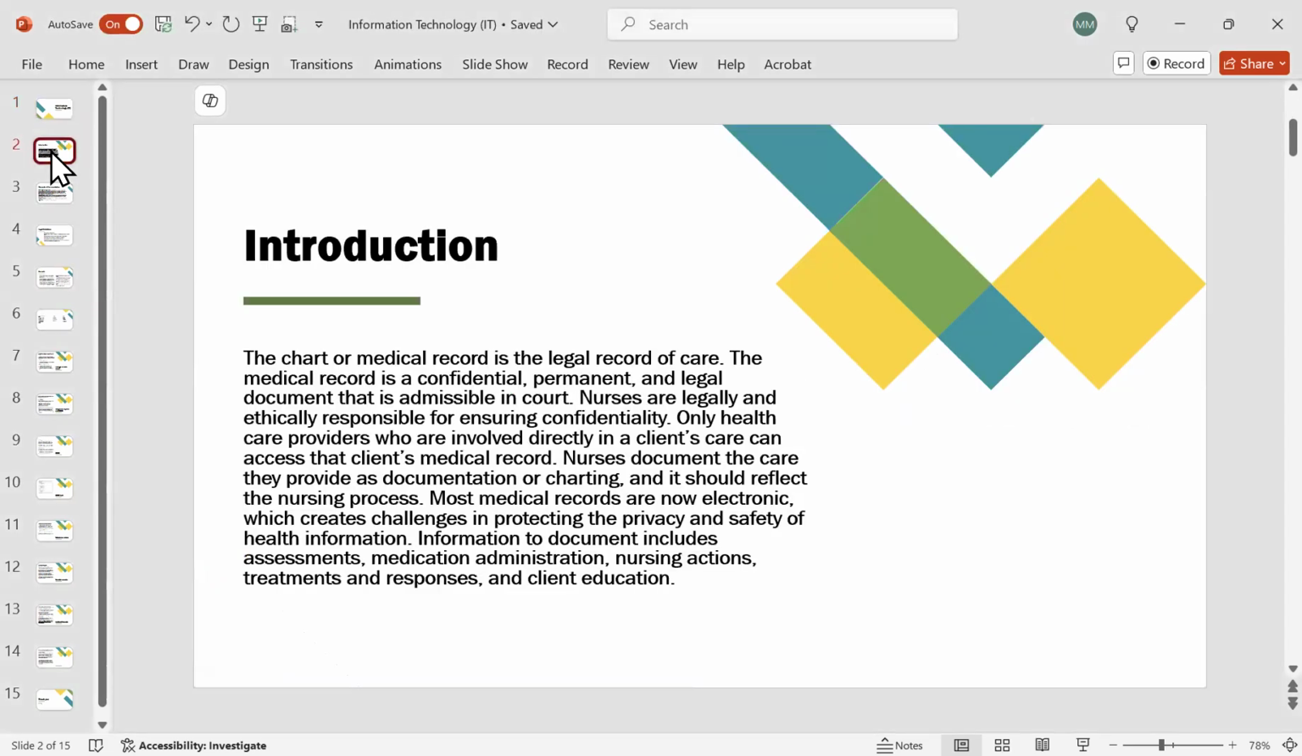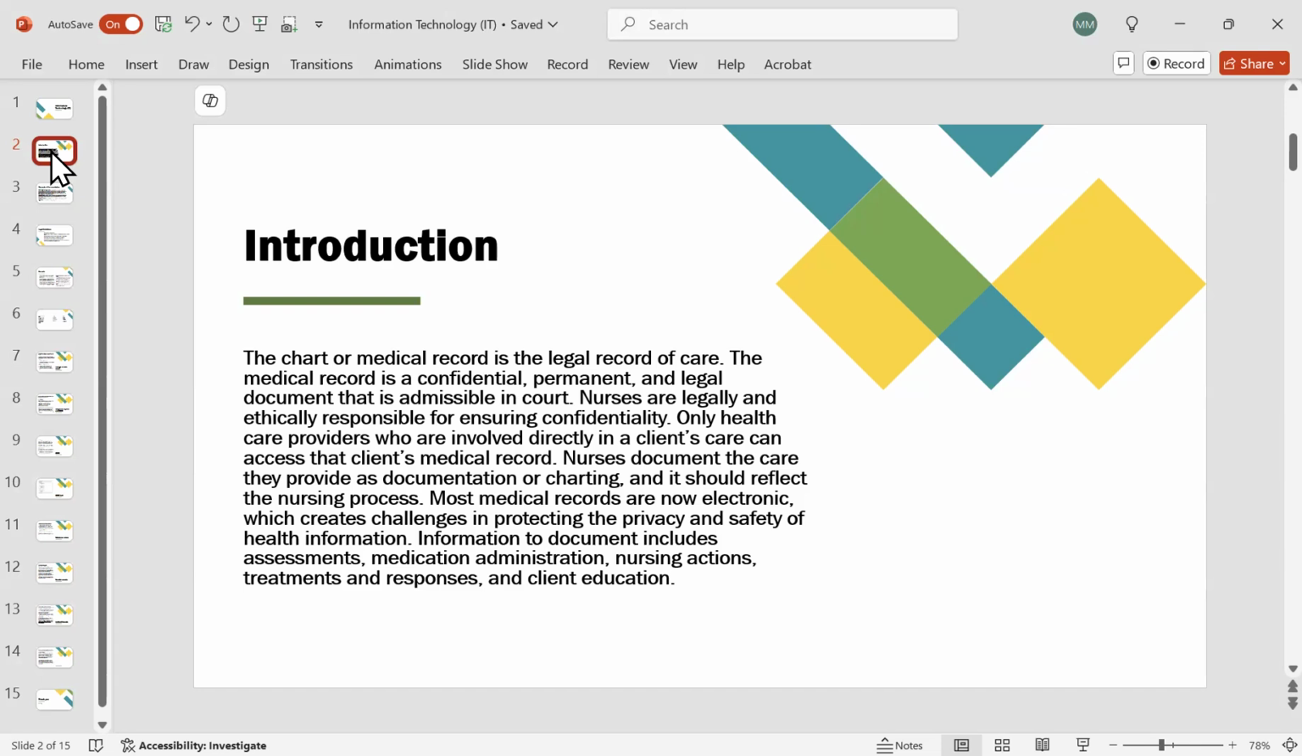So let's get started. Your medical record, the patient's chart, is a legal document. Don't ever forget that. It's confidential, it's permanent, it's admissible in court. That's important also to remember. So nurses are legally and ethically responsible to ensure the confidentiality of the chart, right? And to make sure that the information is accurate also.